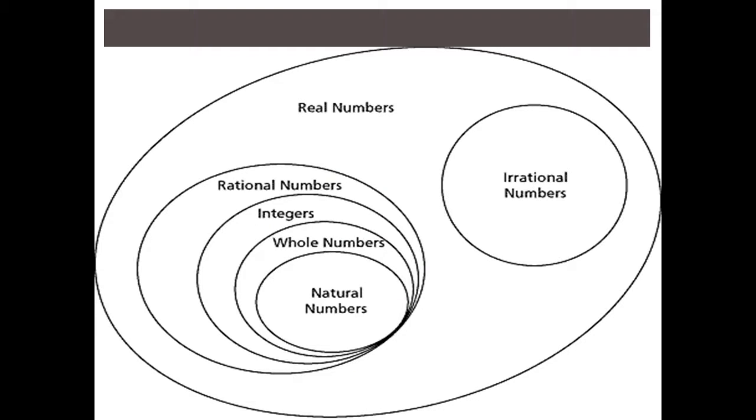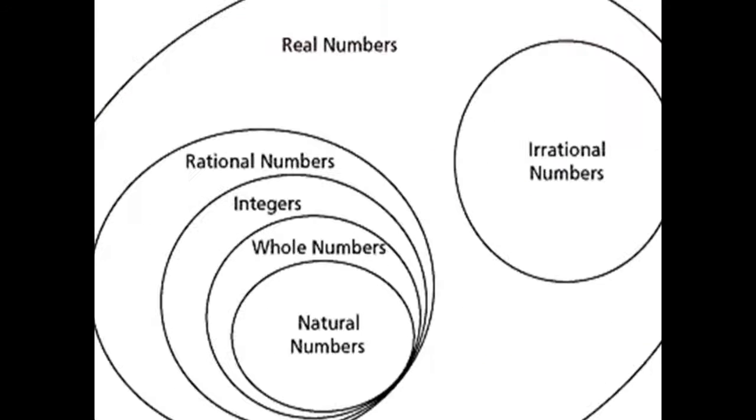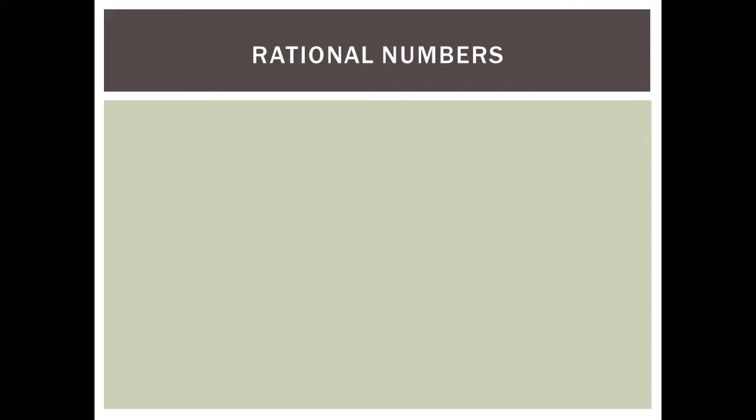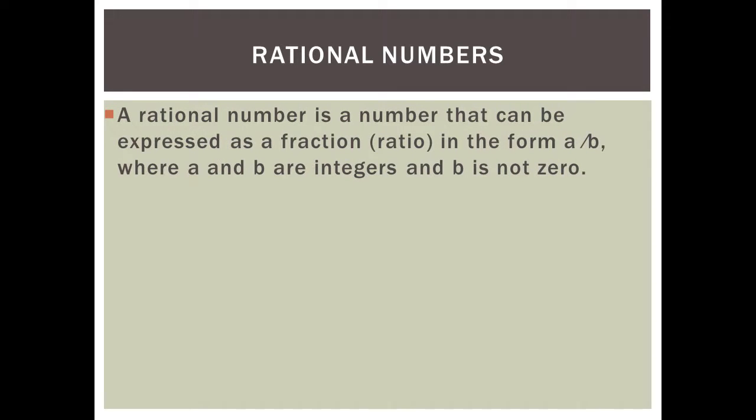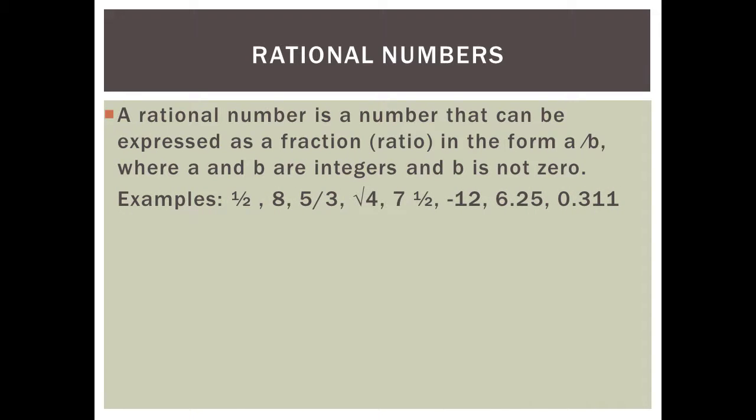Real numbers are elements formed from the union of the set of rational numbers and irrational numbers. What are rational numbers? A rational number is a number that can be expressed as a fraction or ratio in the form a over b, where a and b are integers and b is not zero. Examples: 1/2, 8, 5 over 3, square root of 4, 7 and 1/2, -12, 6.25, 0.311.